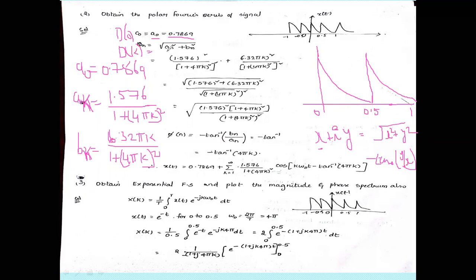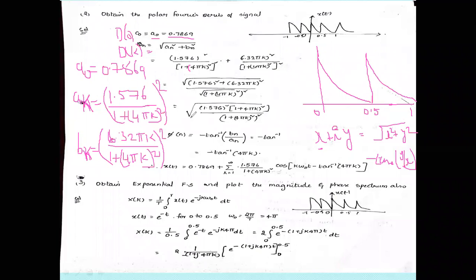So in this, D of K is equal to the square root of A of K squared plus B of K squared. What is A of K here? 1.576 by 1 plus 4 pi K whole squared. So the numerator is 1.576 squared, and the denominator is 1 plus 4 pi K squared, whole squared, plus B of K. What is B of K here? 6.32 pi K whole divided by 1 plus 4 pi K squared, whole squared. This is the second term.